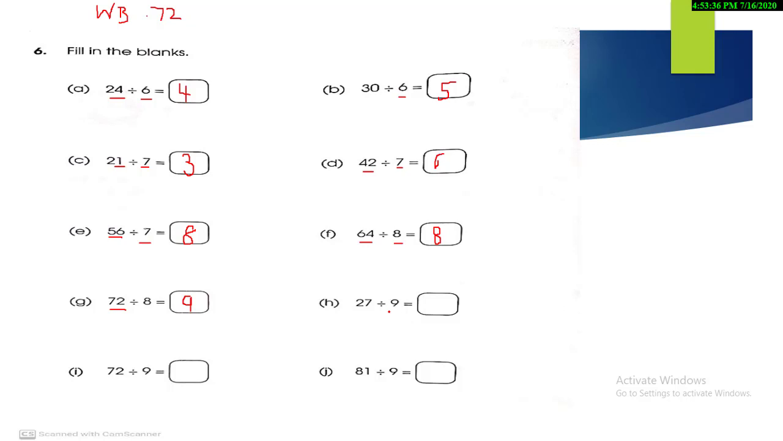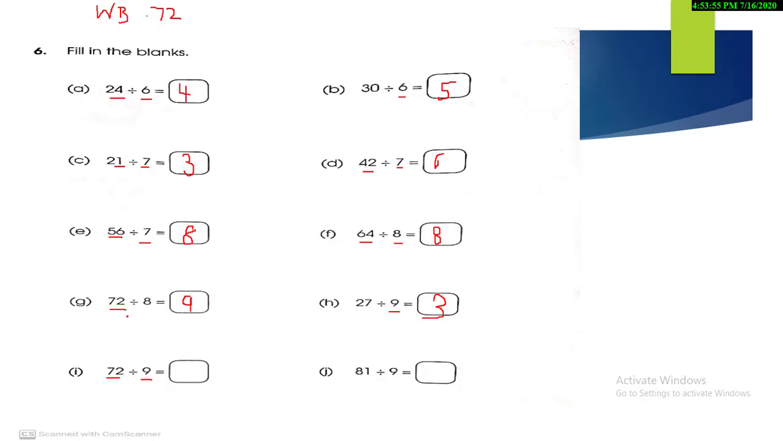Okay, now it's the 9 times table. Let's read it. 9 ones are 9, 9 twos are 18, 9 threes are 27. I know the table, so I can quickly solve it. Okay, 72. You are going to read the 9 times table, and you are going to find the number 72.